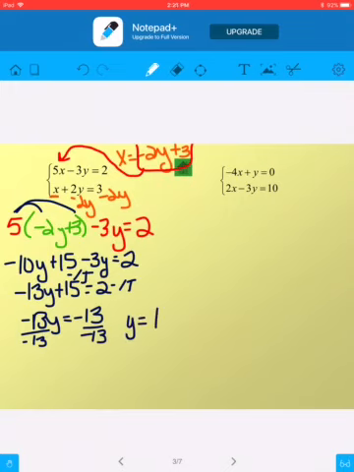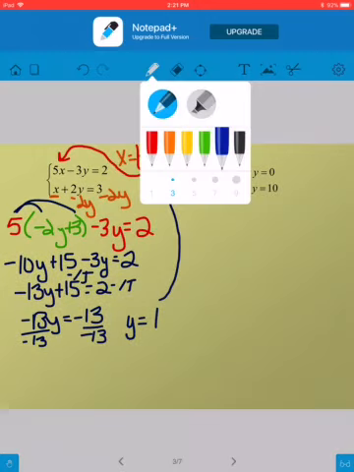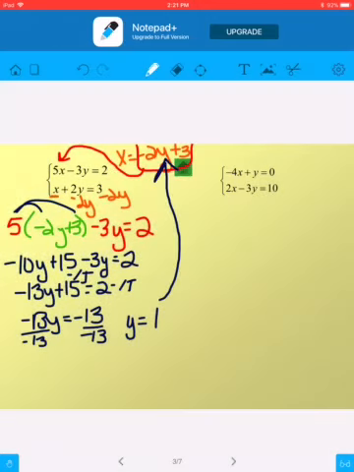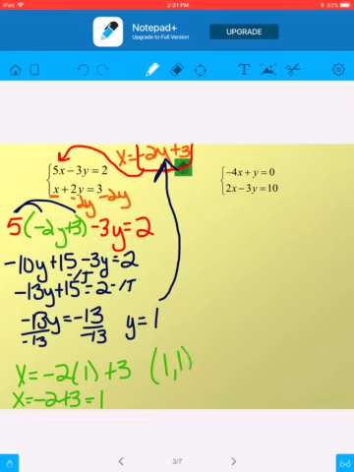Well, now I can take what y equals, which is 1, and plug it into one of my equations and solve for x now. So now I'm going to do x equals negative 2 times 1 plus 3. So x equals negative 2 plus 3, which is positive 1. So my solution is 1, 1. X always comes first. So my solution is 1, 1.